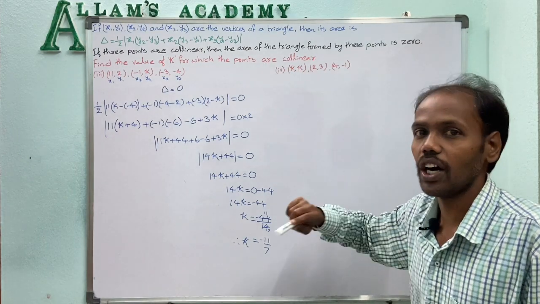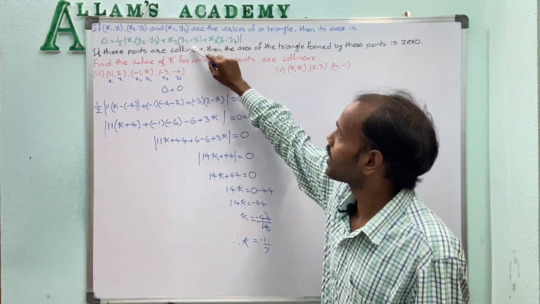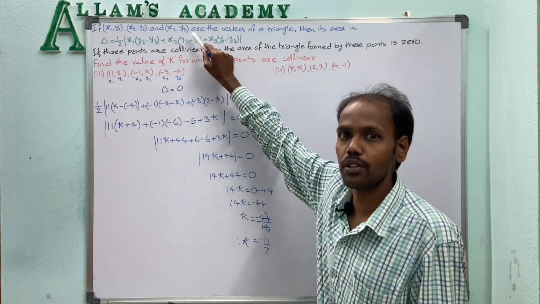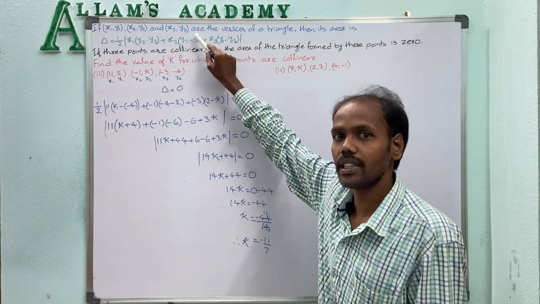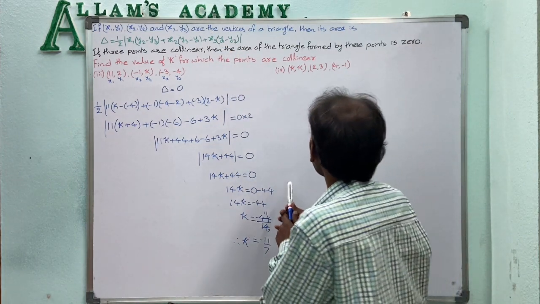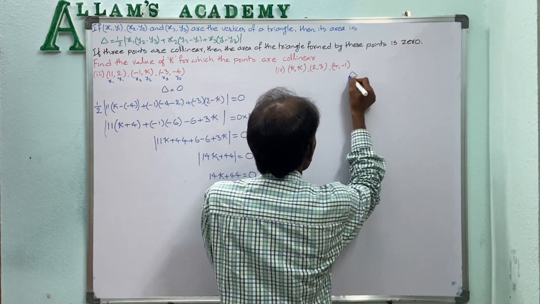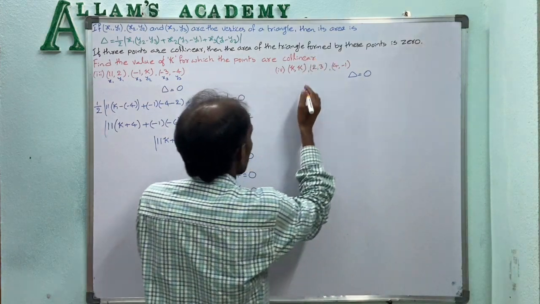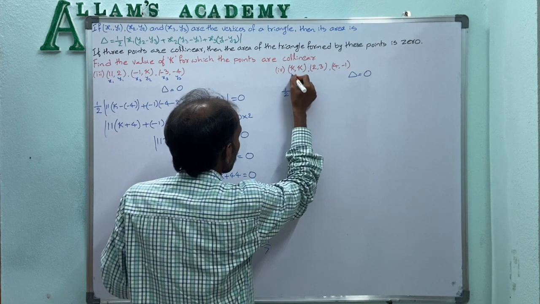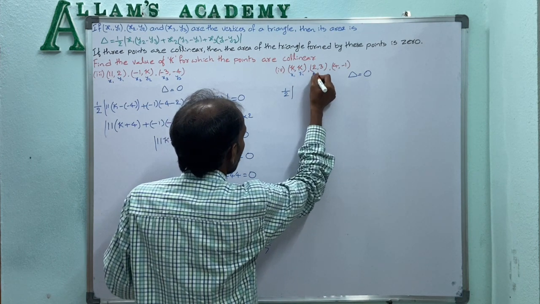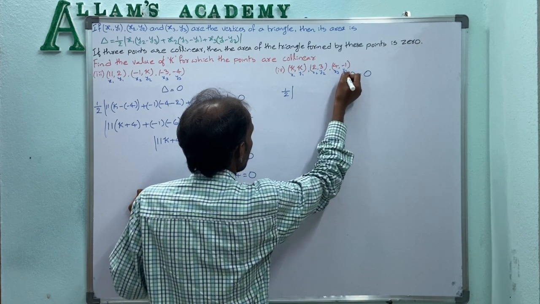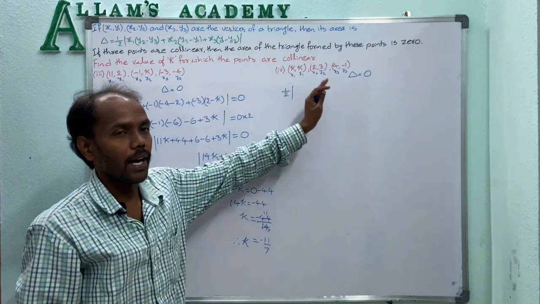Then find the value of k. Here we use the principle of the area of the triangle: mod of x1 into y2 minus y3 plus x2 into y3 minus y1 plus x3 into y1 minus y2. The points are collinear, so the area of the triangle is equal to 0. Here the x1 y1 coordinates are k comma k, x2 y2 coordinates are 2 comma 3, and x3 y3 coordinates are 4 comma minus 1.